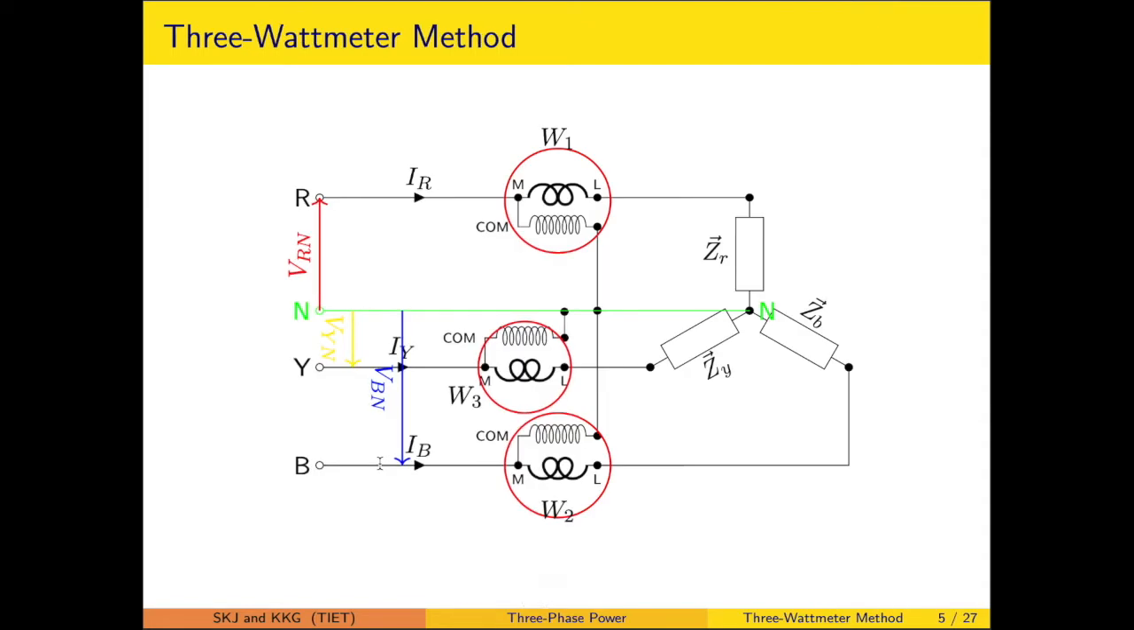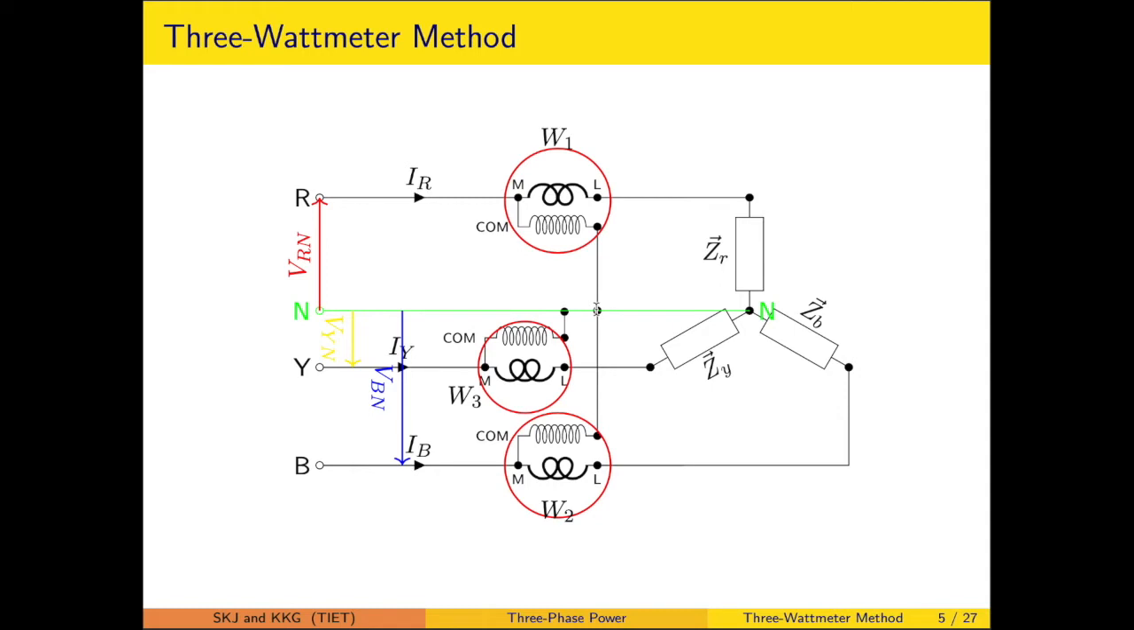In the 3 watt meter method, W1, W2, W3 are representing the watt meters. As suggested previously, the watt meter consists of a current coil that is represented by the thick conductor, and the pressure coil, that is the coil of thin wire. Current is allowed to pass through the current coil CC, represented by M and L, where the pressure coil is connected across the two voltages.